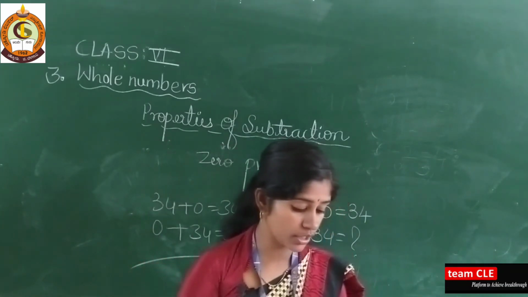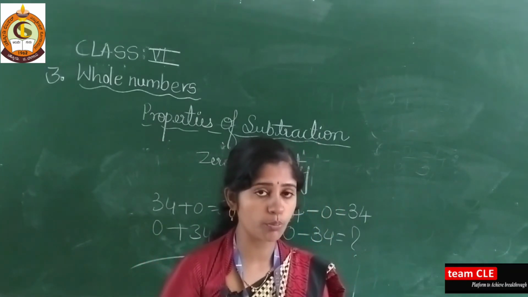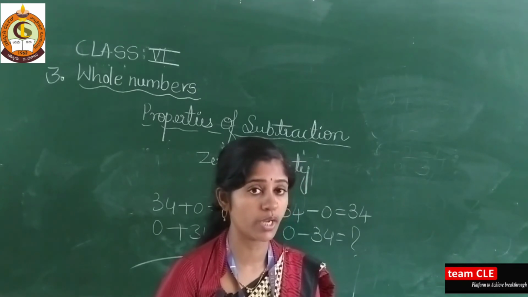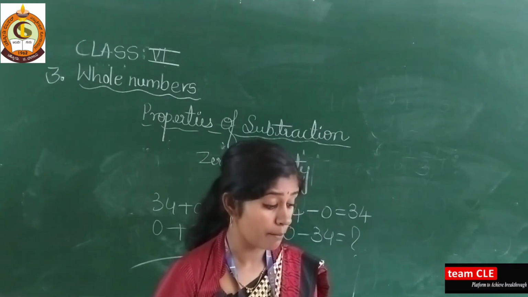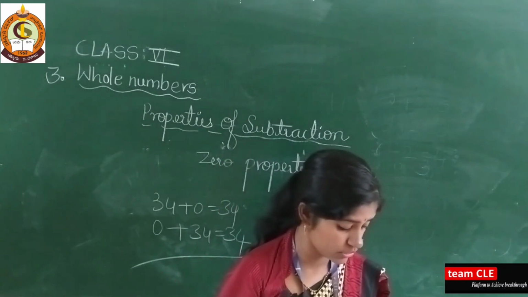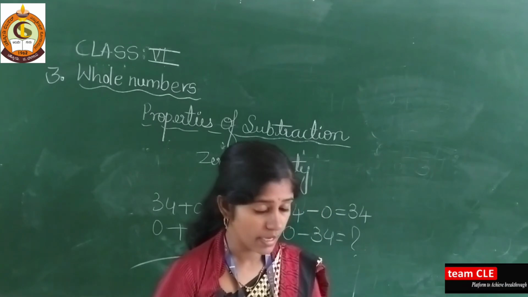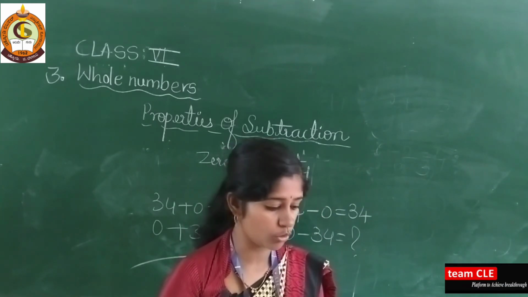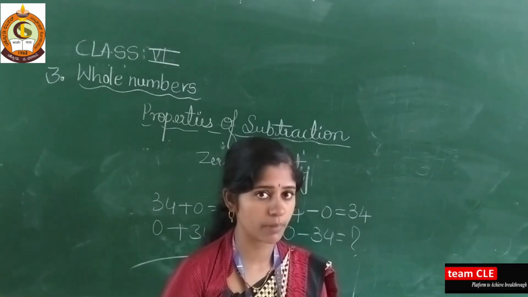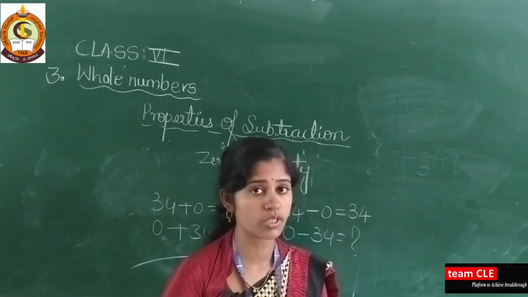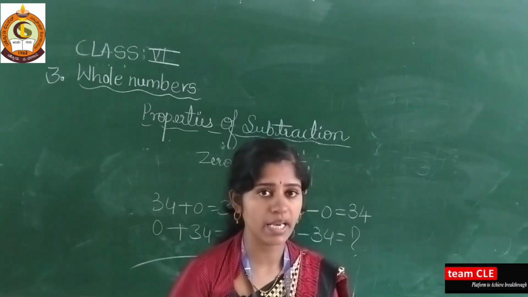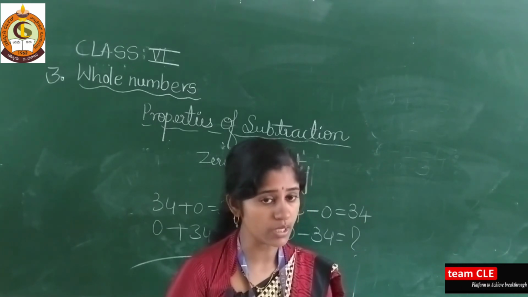Okay, so when you learnt the properties of addition, the closure, commutative, associative and zero properties will exist, but in subtraction the closure, commutative, associative and zero properties will not exist. Okay, so I hope you understood the properties of subtraction. Just keep in your mind, in subtraction the closure, commutative, associative and zero properties will not exist, but in addition all the properties will exist.